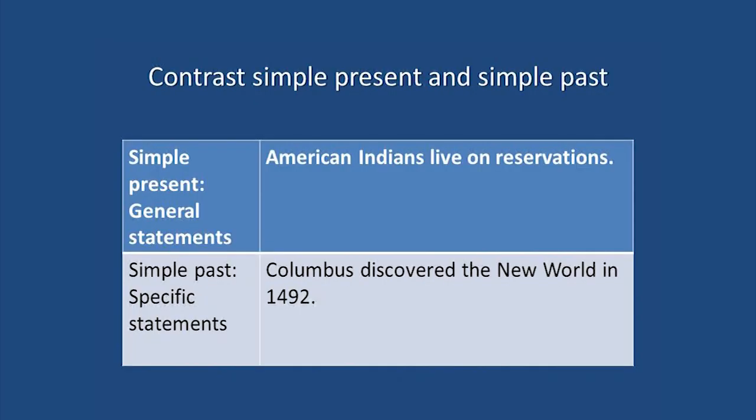Let's look at another set of examples. American Indians live on reservations. In general sentences like these, we use the simple present. The simple past, on the other hand, is used with specific dates. Columbus discovered the New World in 1492. Notice how the distinction between general and specific is reflected in nouns as well as verbs. Use plural count nouns with no the in general sentences, and names and specific nouns with the in specific sentences.